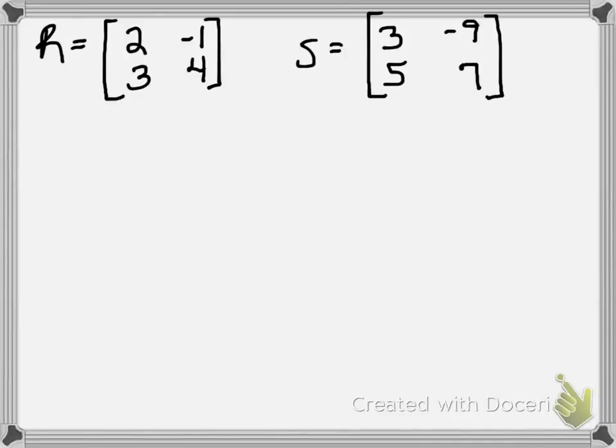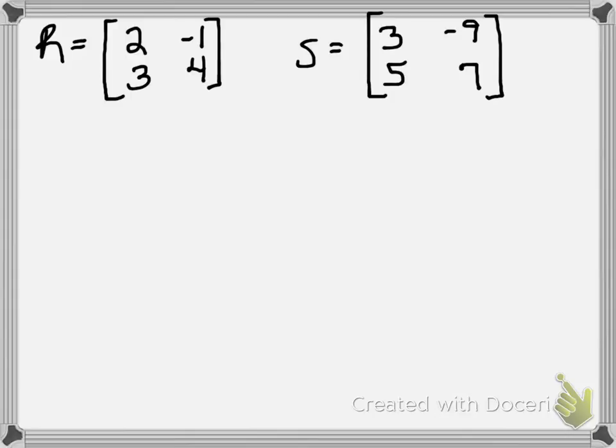So we've been talking about matrices, and today we're going to learn how to multiply matrices. When we were adding or subtracting matrices, they had to be the same dimensions. But when you're multiplying matrices, they do not necessarily have to be the same dimensions. What does have to happen is the number of columns in the first matrix has to be equal to the number of rows in the second matrix in order for you to be able to multiply them.